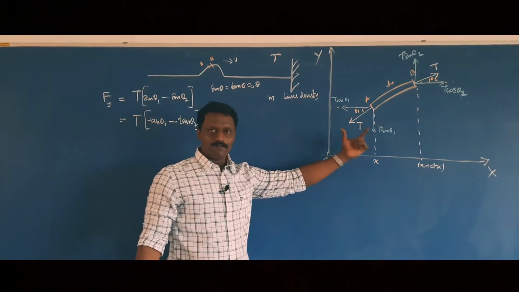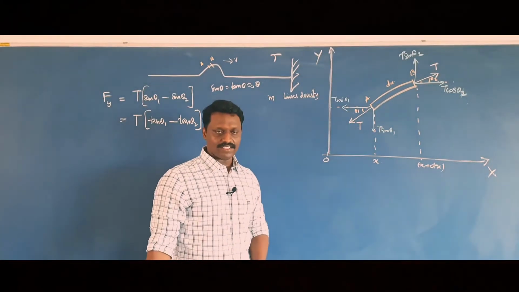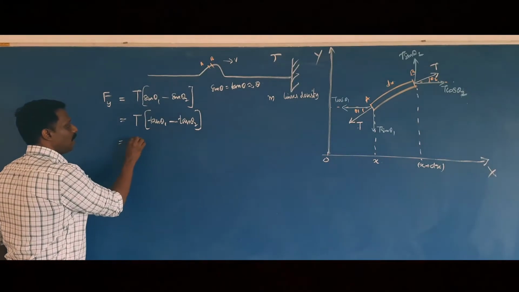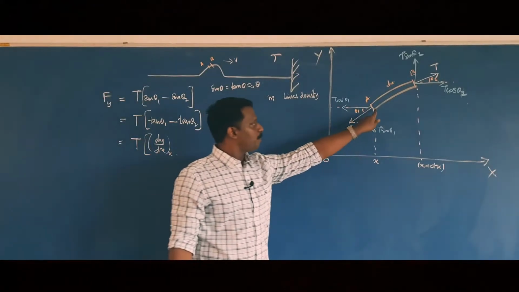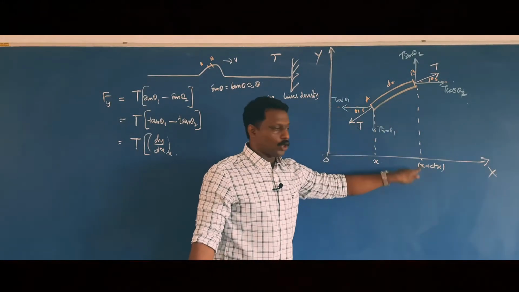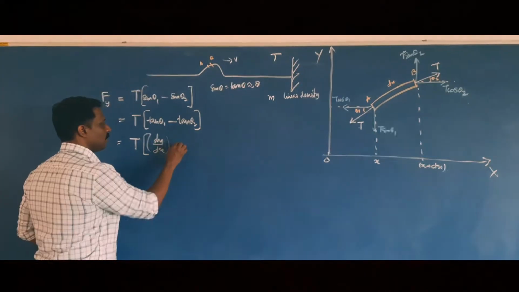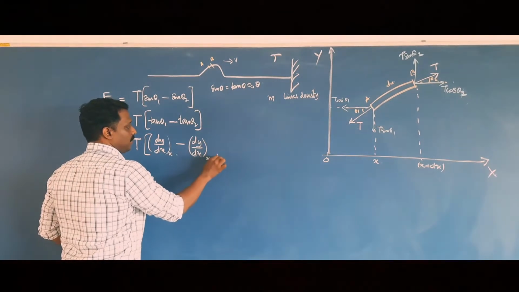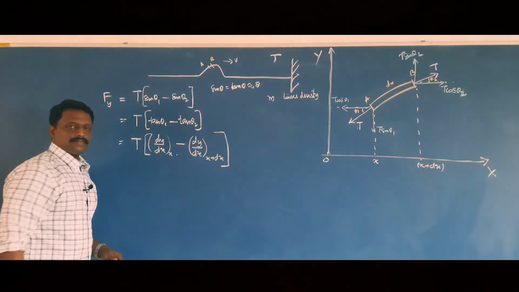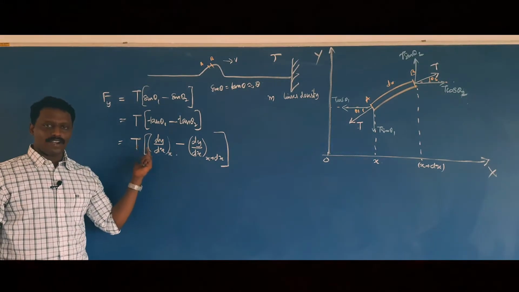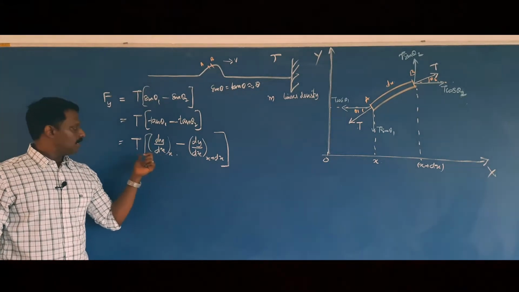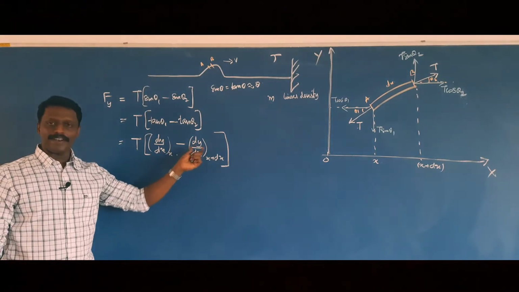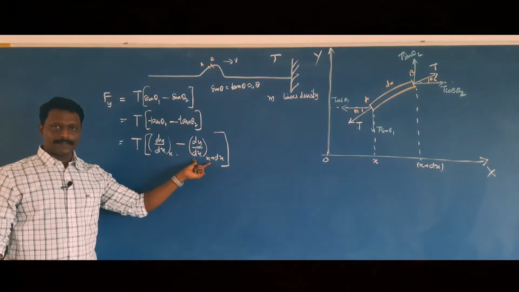Tan theta is a slope, which is dy by dx. Therefore, we can express this as the slope at x. Tan theta 1 is the slope at x, and tan theta 2 is the slope at x plus dx, that is dy by dx at x plus dx. So the net force in the y direction is expressed as T times the slope at x minus the slope at x plus dx. We can expand this mathematically.